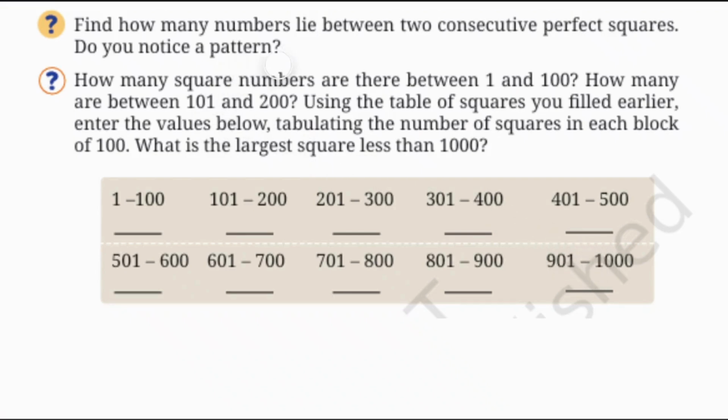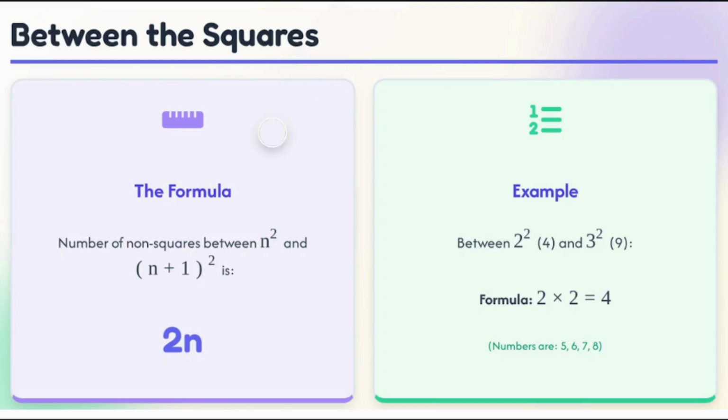Now, how many numbers lie between two consecutive perfect squares? We have to find the number of numbers which lie between two consecutive perfect squares. How can we find it? This we can easily observe from the pattern. And what have we observed from the pattern? We have observed that the number of non-square numbers between n square and (n plus 1) whole square is 2n.